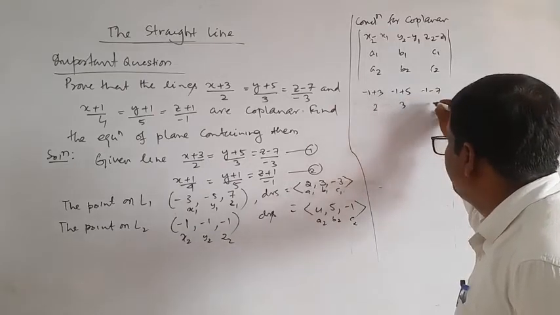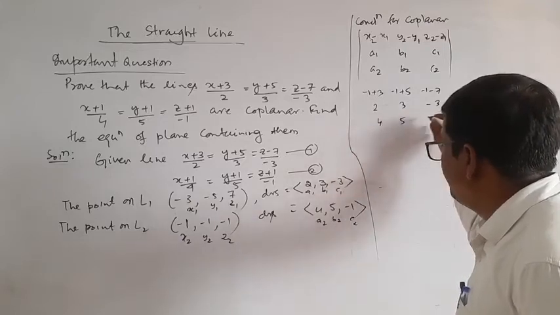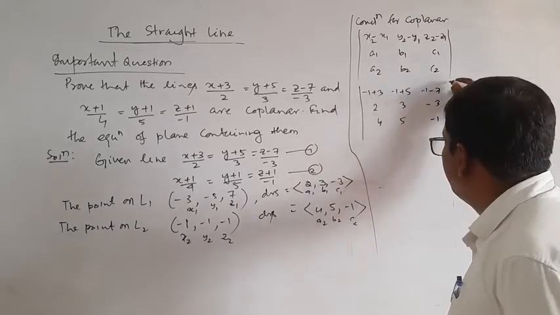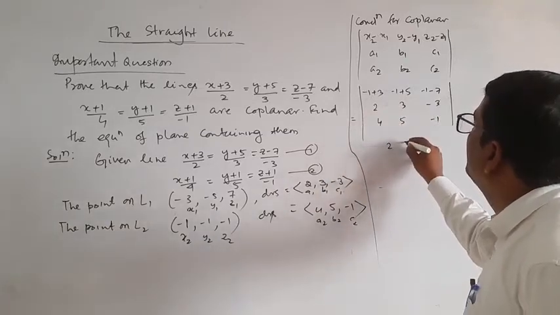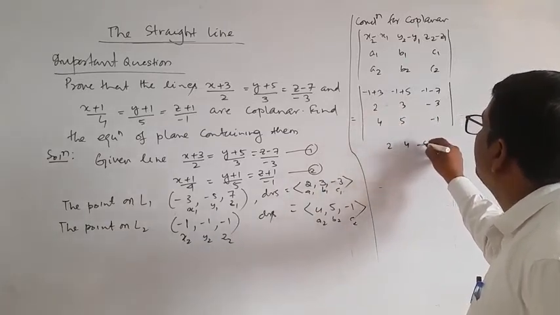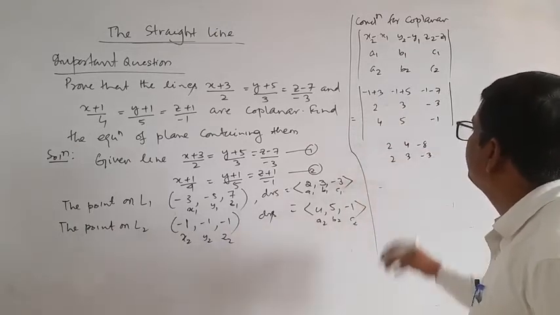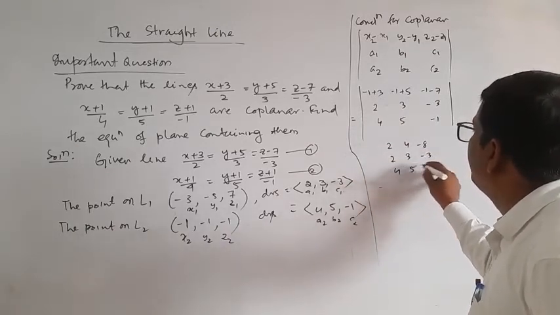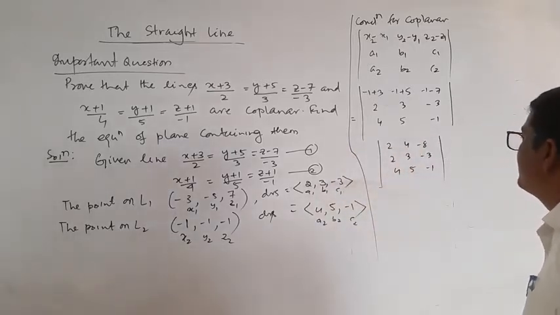2, 3, minus 3. 4, 5, minus 1. Now evaluate this. 2, 4, minus 8. 2, 3, minus 3. 4, 5, minus 1. Okay, so this is expanding this.